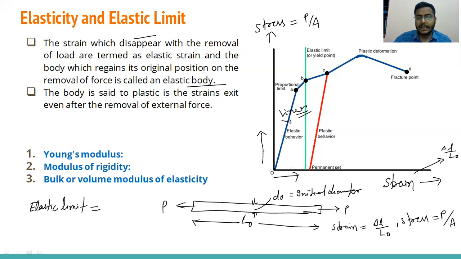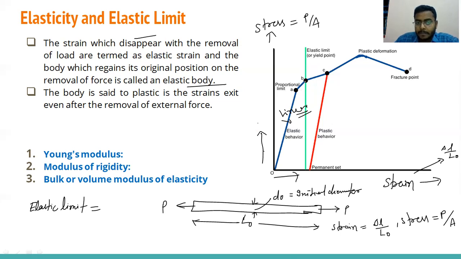This graph is linear. So what will happen when you remove the load? Suppose we reach here and remove the load. The body will come back, meaning there is no strain after removing the load. But now increase beyond this point A. You will find some slight change in the curve. It is also linear, but you will see a different slope.